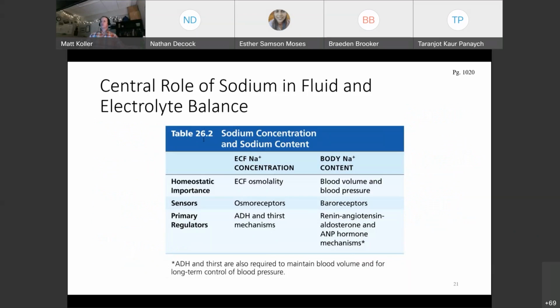And really what this table is telling us is we have extracellular concentration and body sodium content. And we measure sodium concentration through the osmolality with osmoreceptors, and then you have antidiuretic hormone or thirst mechanisms, and we measure content through blood pressure and blood volume, which are pressure receptors, baroreceptors, and that's that whole renin, angiotensin, aldosterone, and ANP hormone mechanisms. So that's basically how we're controlling sodium content and concentration within the body.